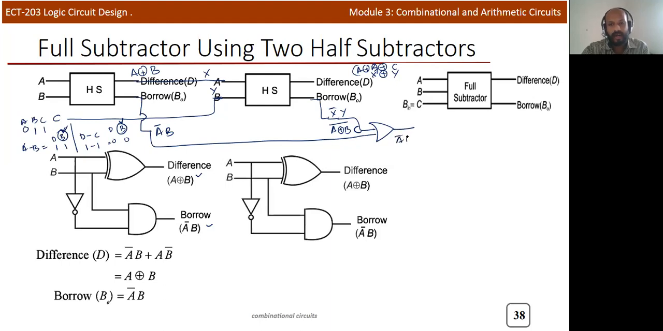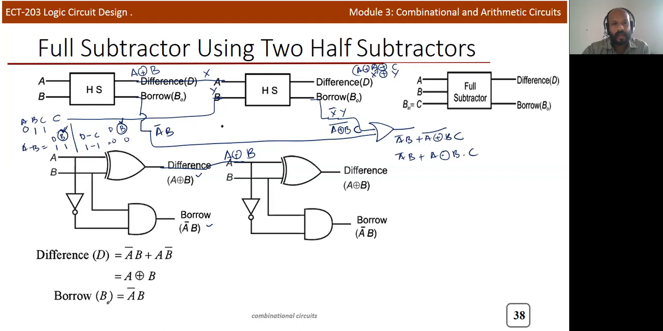So it becomes A bar B plus A XOR B. The whole bar means actually XNOR. So you can write A XOR B, A XNOR B into C. The same thing you can draw at the circuit level also. So this will be A XOR B.